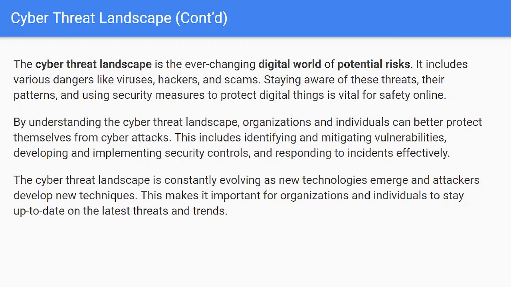So this includes things like identifying and mitigating vulnerabilities. When you look through the patterns, you know that okay, a virus has attacked this particular system. You identify these vulnerabilities, you identify the threat that you're seeing, and then that way you can develop and implement security controls.